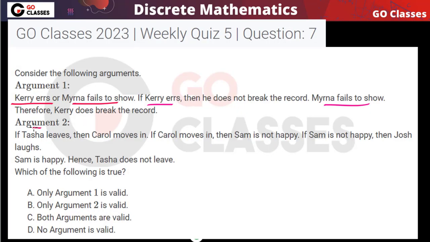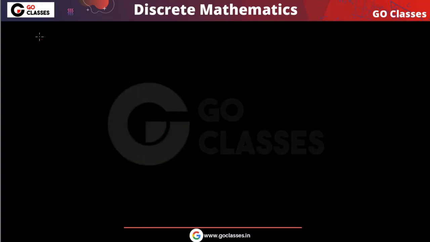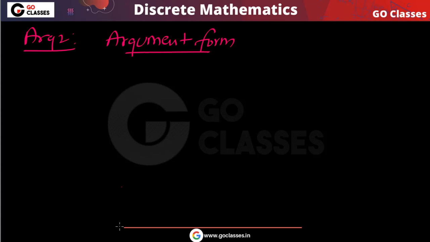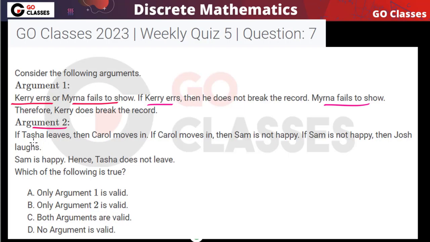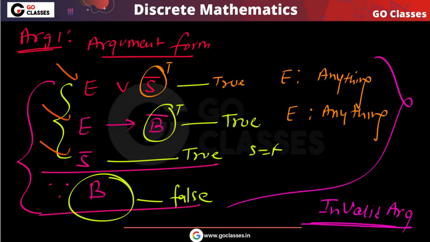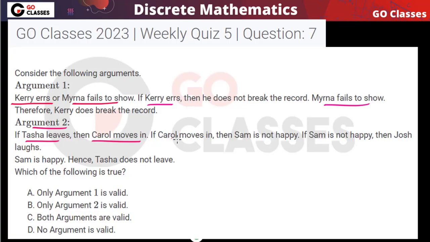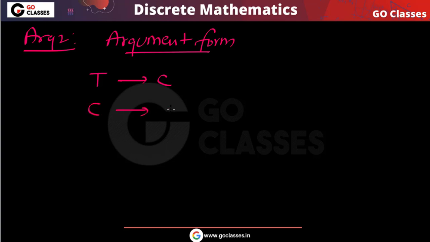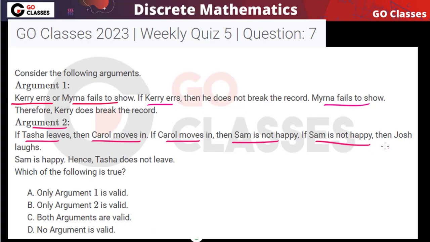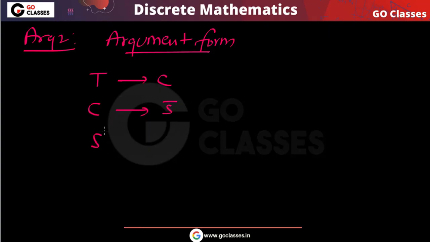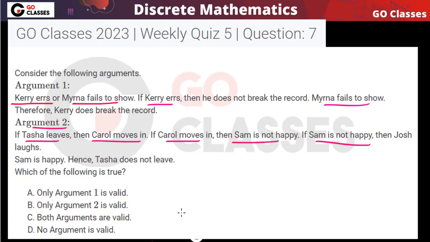Let's see argument 2. In argument 2, again you convert it into the logical format, or argument form. So what will be the argument form of this argument 2? If Tasa leaves, then Carol moves on. If Carol moves in, then Sam is not happy. If Sam is not happy, then Josh laughs.